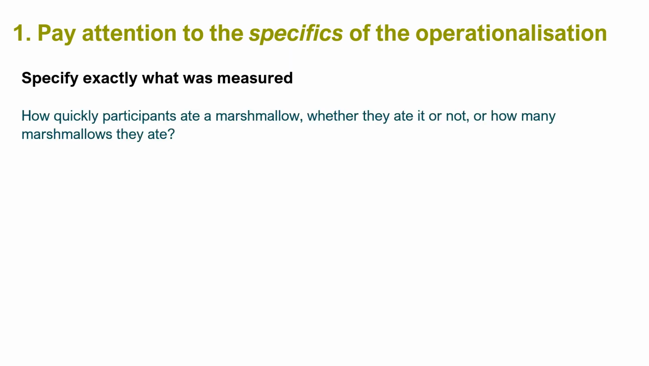The first step, and perhaps the most important, is to specify exactly what was measured. So make sure that you go through the method section and notice exactly what was done. For example, is it how quickly participants ate a marshmallow? Is it whether they ate it or not? Or is it how many marshmallows they ate?